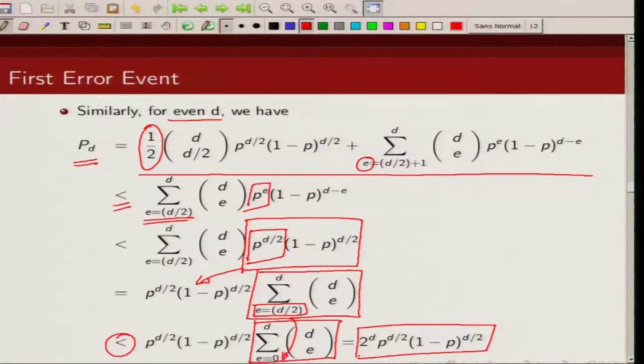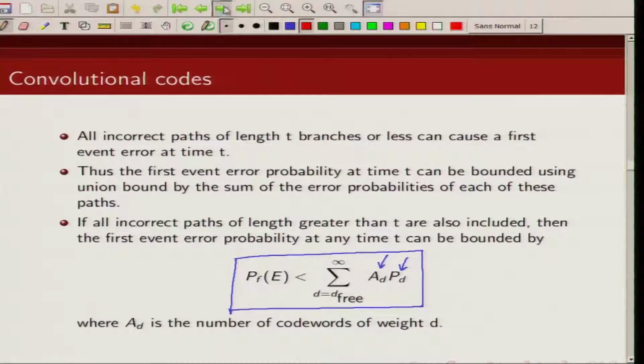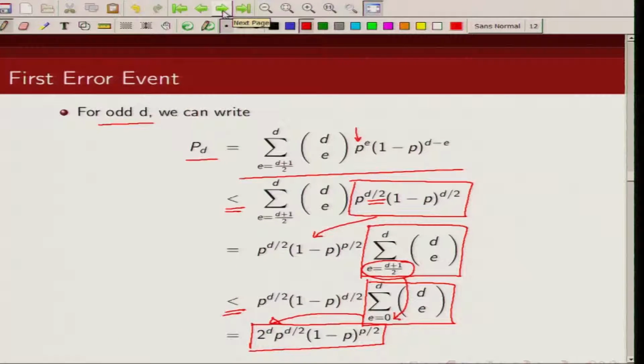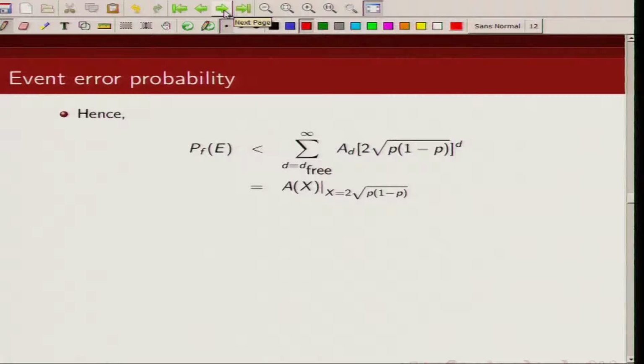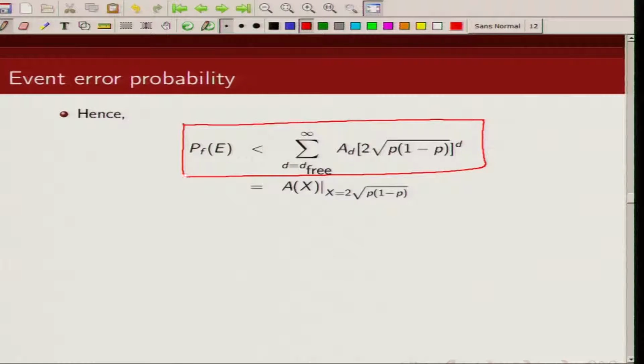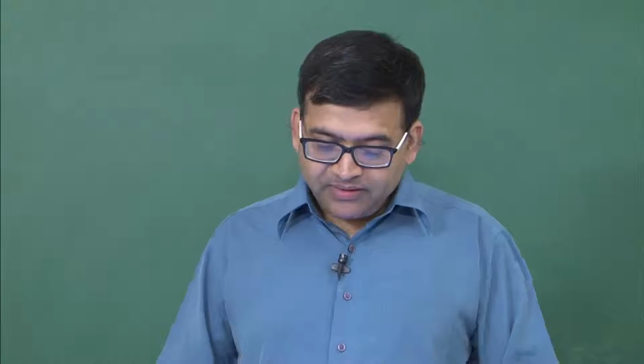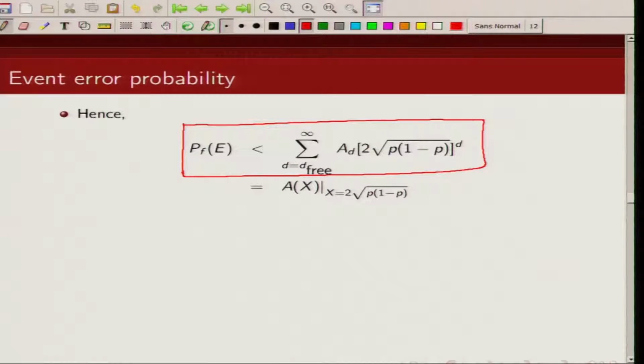So, P d is upper bounded by this when d is even, and we showed for when d is odd, it is upper bounded by the same quantity. So, then we can write that our first event error probability is upper bounded by this. We just showed this for d odd and d even separately. So, we can upper bound this probability by this.